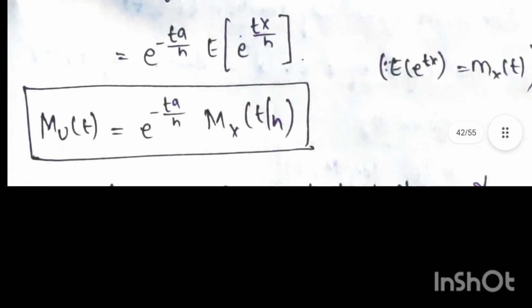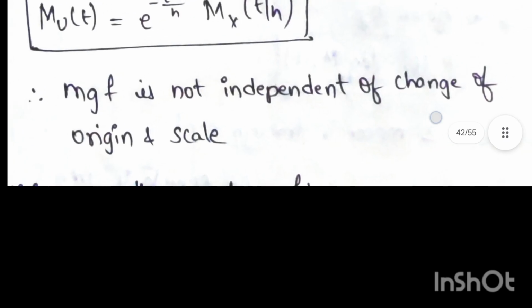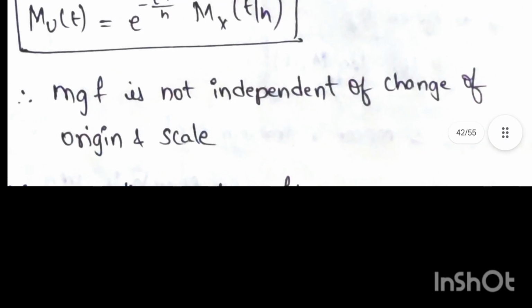E to the power of tx divided by h into e to the power of minus ta divided by h. Here e to the power of minus ta divided by h is a constant. Putting it outside, expectation is applicable only for the variable. So this can be written as e to the power of minus ta divided by h into Mx of t divided by h. So here MGF is not independent of change of origin and scale.